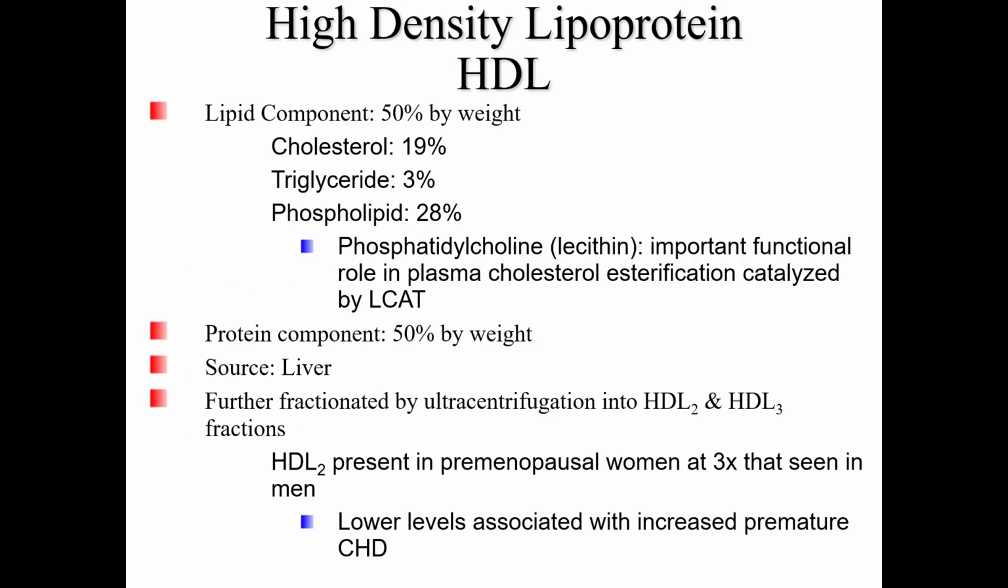High density lipoprotein, lipid component is 50% and the protein component is 50%. The source is the liver, further fractionated by ultracentrifugation into HDL2 and HDL3 fractions. HDL2 is present in premenopausal women at 3 times that seen in men. Lower levels are associated with increased premature congestive heart disease, and higher levels are protective against congestive heart disease.